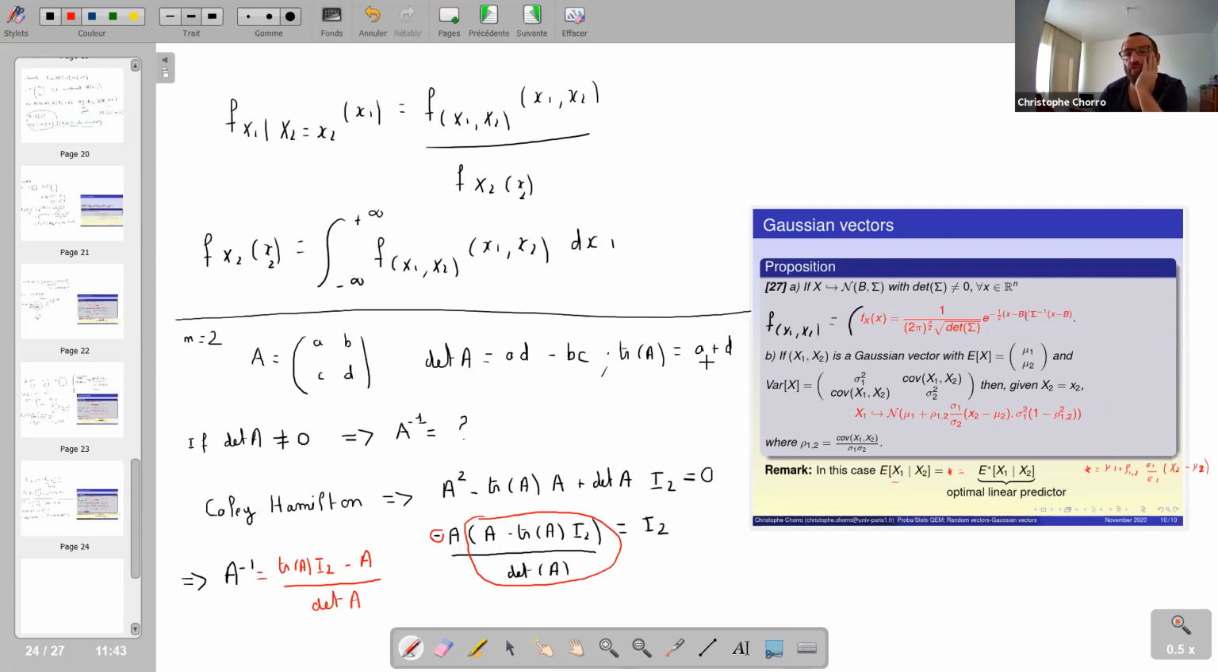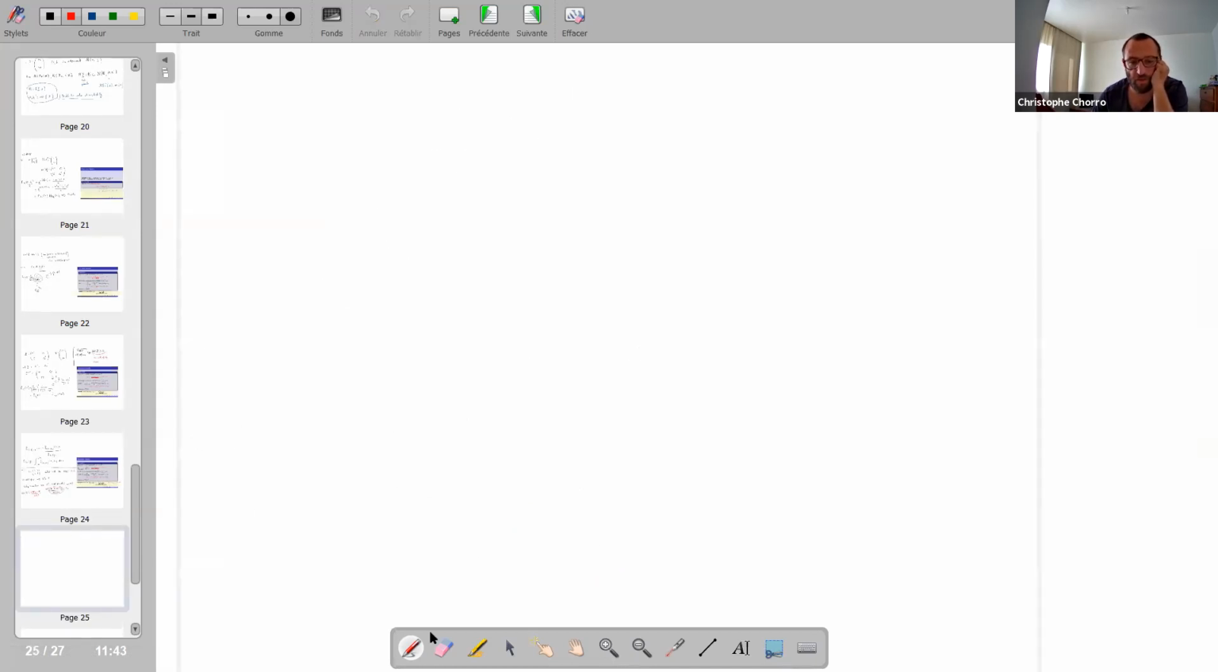I won't do this computation because it is a little bit heavy and I don't want to spend time on it. But what I want to show you is how to compute this conditional expectation, even if I haven't done the computation of the conditional density function. So what I want to do is the following.